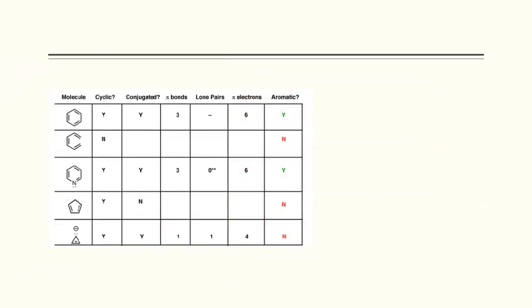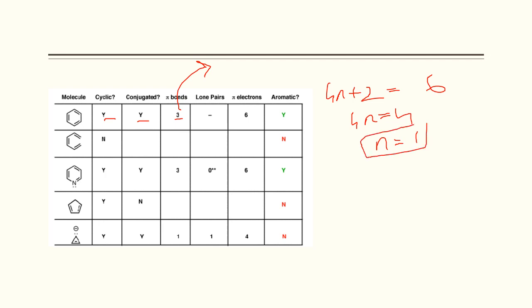So here are a few of the examples of Huckel's rule. Here you can see this is a benzene ring. Is it cyclic? Yes. Is it conjugated? Yes. The number of pi bonds is 3. So the formula for Huckel's rule is 4n plus 2 pi. So 4n plus 2 is equal to how many electrons? There are 3 pi bonds. Each pi bond has 2 electrons. So total 3 pi bonds will have 6 pi electrons. So 4n is equal to 4 and n is equal to 1. So your value of n according to Huckel's rule for benzene will be 1.